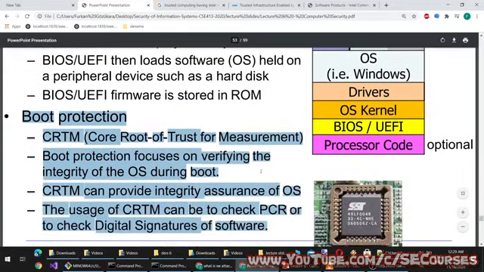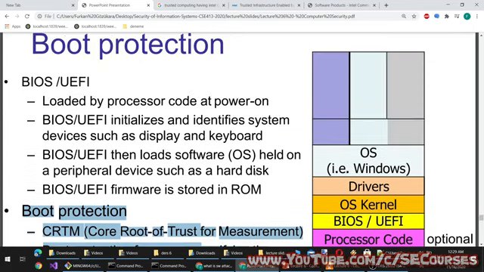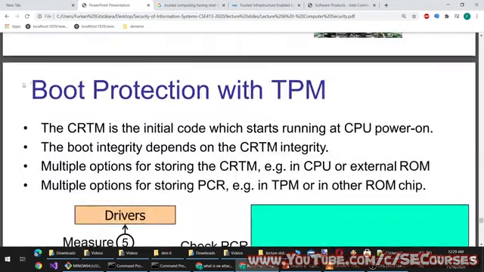Boot protection, CRTM, core root of trust for measurement. Boot protection focuses on verifying the integrity of the OS during boot. CRTM can provide integrity assurance of the OS. The usage of CRTM can be to check PCR or to check digital signatures of software.